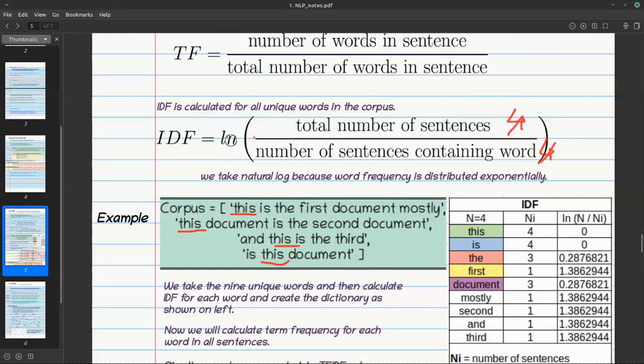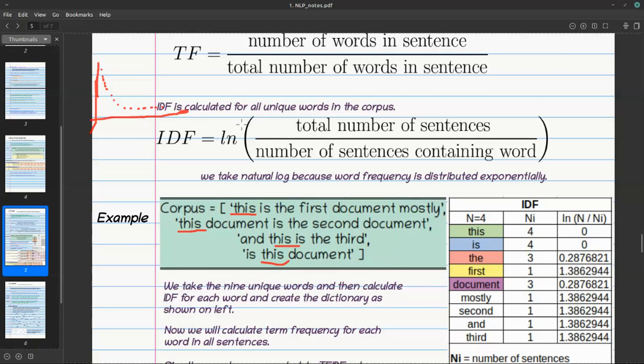And there is one more reason to use ln: in English, words follow a power law distribution. It is not continuous, it's discrete basically, because we have different words, right? It is not a real-valued number, but it follows this kind of power law distribution. That's why we are using this ln.